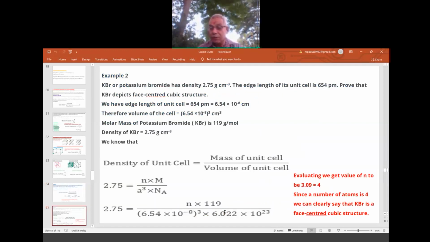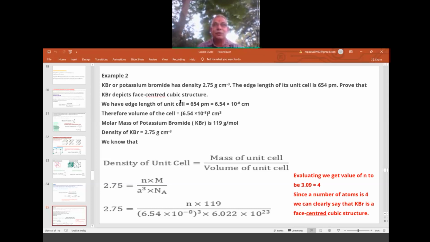So this is also an example I have taken from the textbook only. Once we understand textbook examples, then we can go for the textbook end examples. KBr, or potassium bromide, has density 2.75 gram per cubic centimeter, and the edge length of its unit cell is 654 picometers. Prove that KBr is face-centered cubic structure.